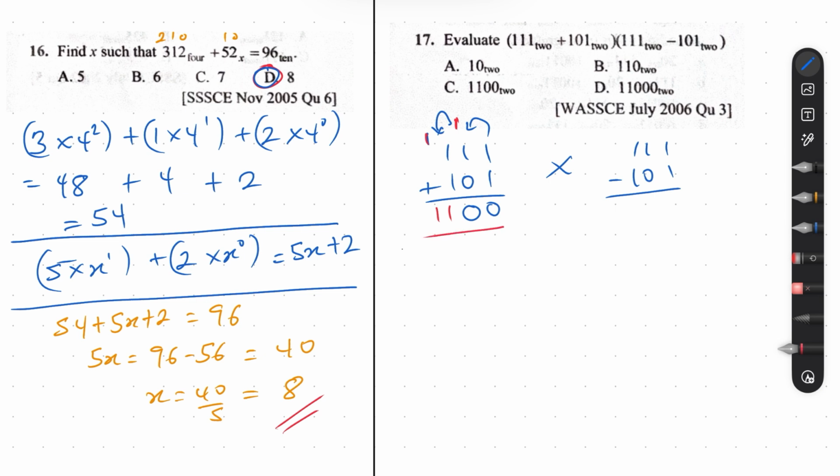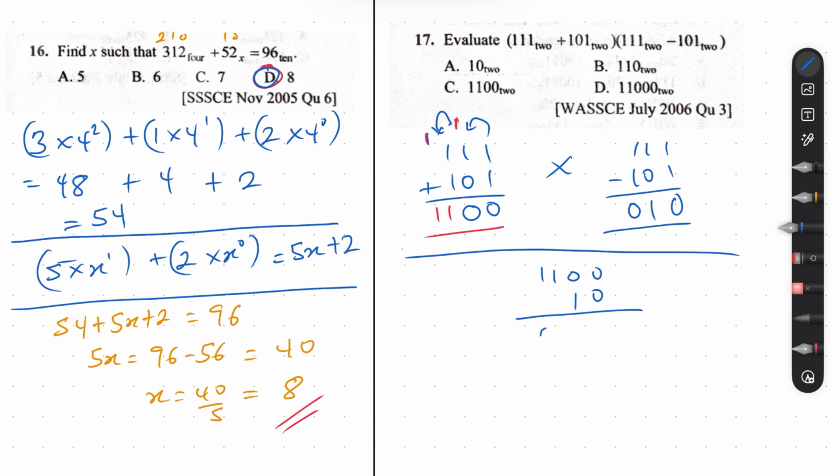Now let's do subtraction. 1 minus 1 is 0. 1 minus 0 is 1. 1 minus 1 is 0. So this is for subtraction. So now we just have to multiply 1100 by 10. The first one is 0, 0, 0, 0, and then the second one is 0, 0, 1, 1. Right? This is our answer: 11000.